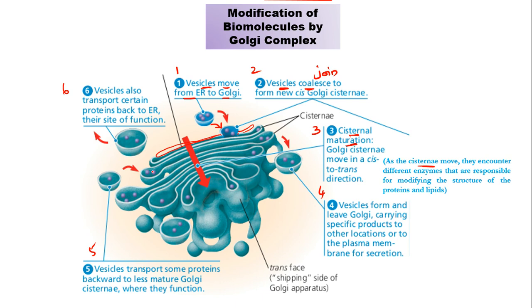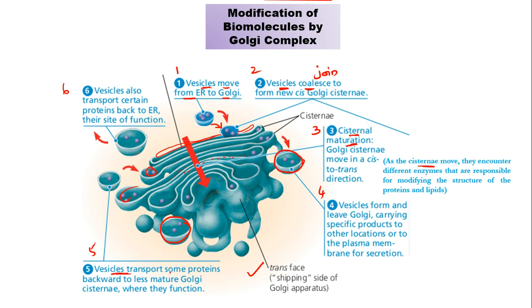As the cisternae move, as the proteins move, there are so many enzymes in the cisternae, and all these proteins undergo interactions with these enzymes and they get modified. Then fourth step, vesicles form and leave the Golgi. After modification, you can see that a small cup is coming from this side with the modified proteins. This phase is called the trans phase.